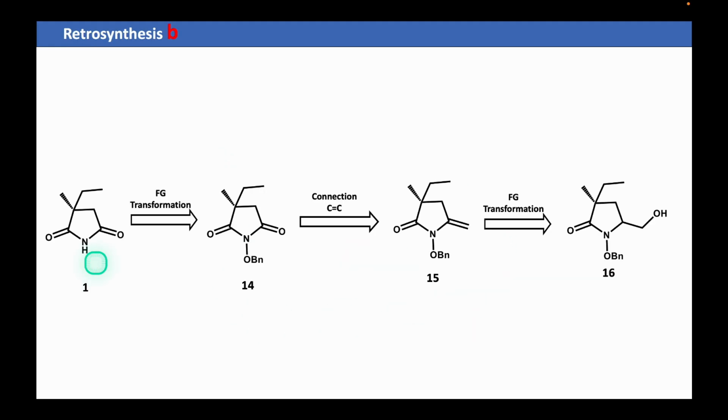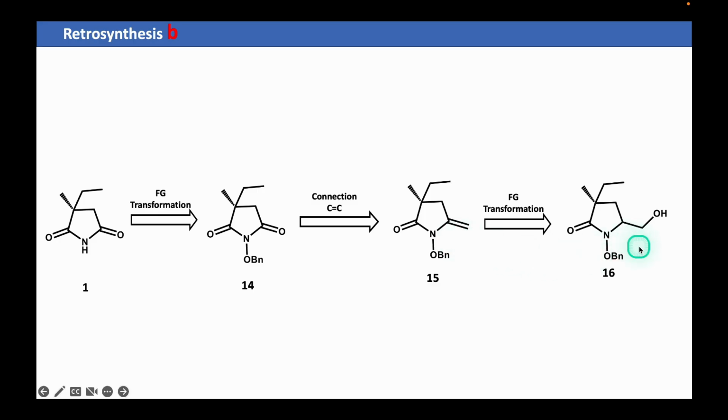Retrosynthesis B begins with the protection of the nitrogen in the succinimide with the benzyloxy group, generating precursor 14. The indicated carbonyl can be formed by the oxidative cleavage of a double bond. With this idea, the lactam with the exocyclic double bond 15 is produced, and the double bond can be prepared by the elimination of the primary alcohol in 16.